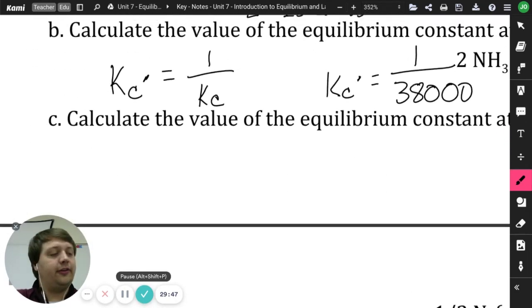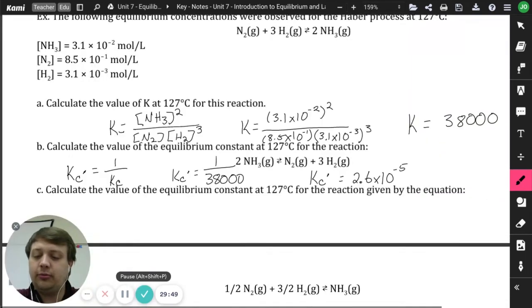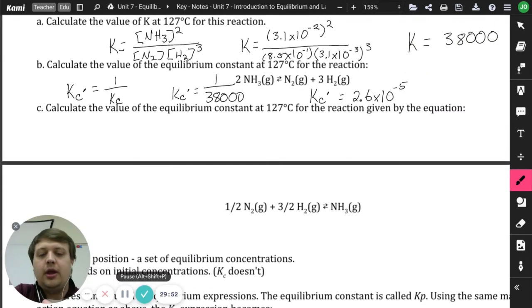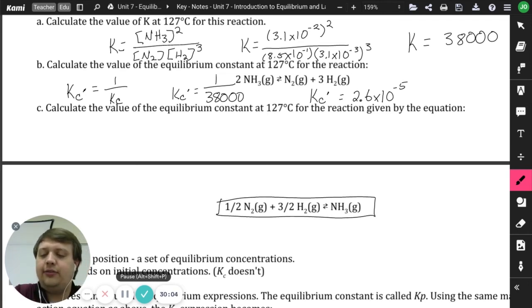All right, now let's look at this next one. It says, calculate the value for the equilibrium constant at 127 degrees Celsius for the reaction given by the equation. And it looks like it skipped to the other page. 1/2 N2 plus 3/2 H2 in a reversible reaction produces NH3. Well, what happened here? In the case of this reaction, we have a factor of 1/2.